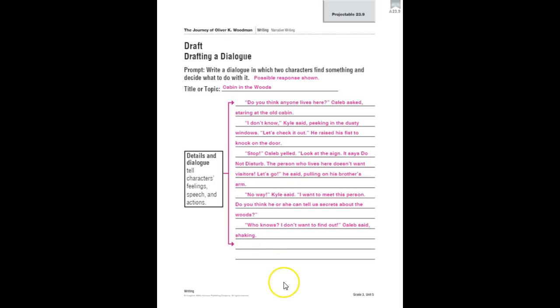Okay, so you are going to begin drafting your own dialogue using your column chart. Remember to show your character's feelings as you write. Also, use commas and quotation marks correctly with dialogue. All right, that's going to show where your characters are speaking. Make sure to also use different kinds of sentences. So you're going to pause the video and write a draft of your own based on your own column chart and your two characters and what they found and decided to do.